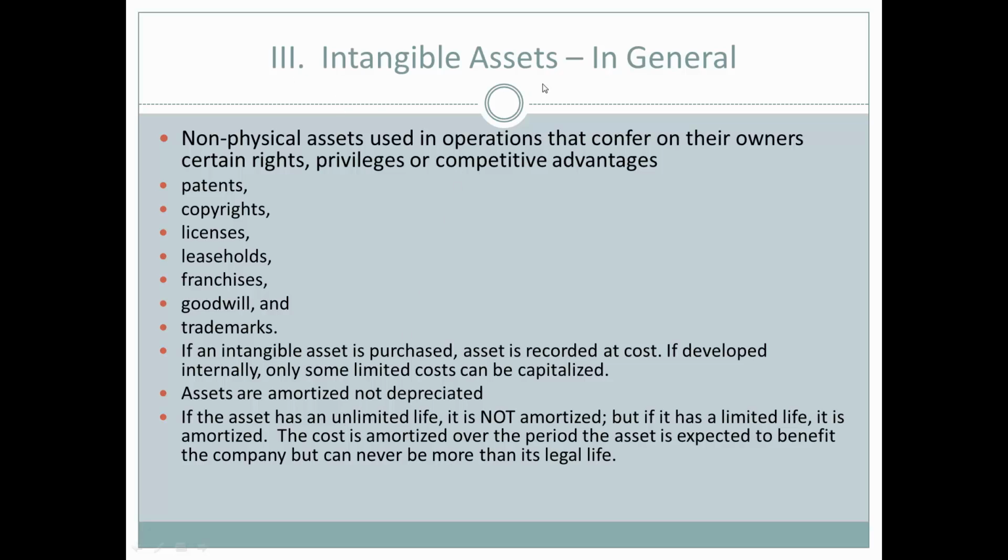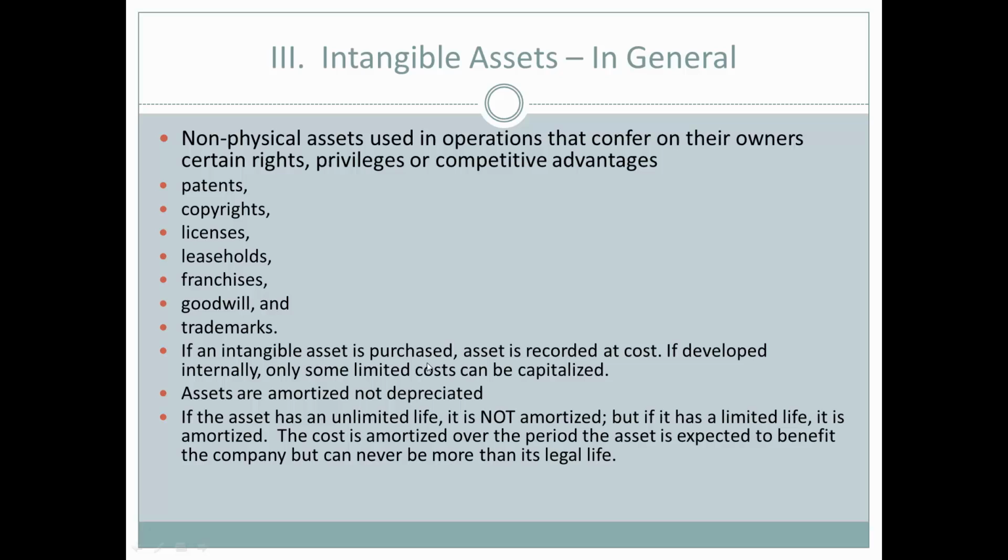Next, our third type of asset is intangible assets, and let's just talk about them in general. There is a lot of description as to what the type of assets are, their legal lives, and things of that nature in your textbook, so make certain that you read about these in your textbook. So we're just going to go over some general remarks right now. So these are non-physical assets used in operations. Again, these are used in operation that confer on their owners certain rights, privileges, or competitive advantages. This represents patents, copyrights, licenses, leaseholds, franchises, goodwill, and trademarks.